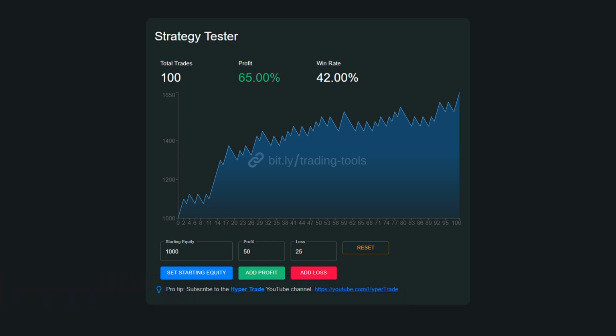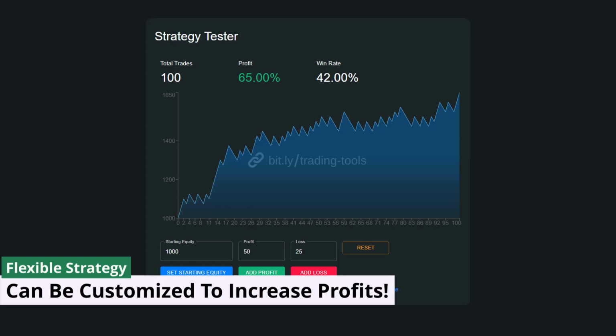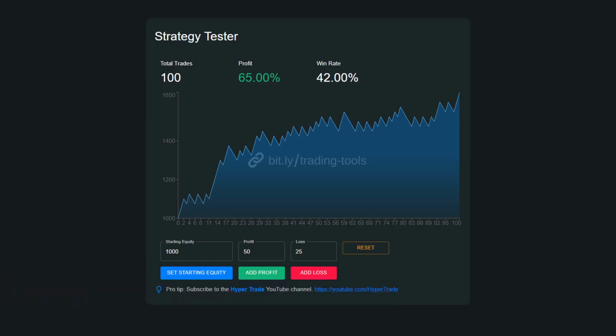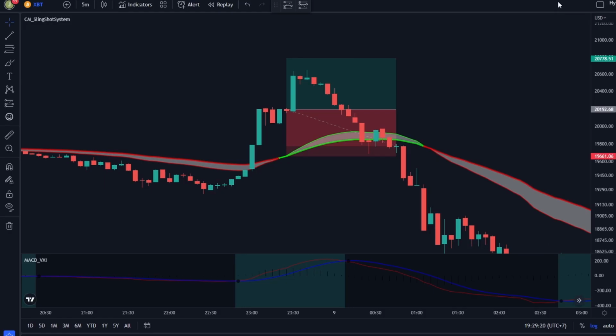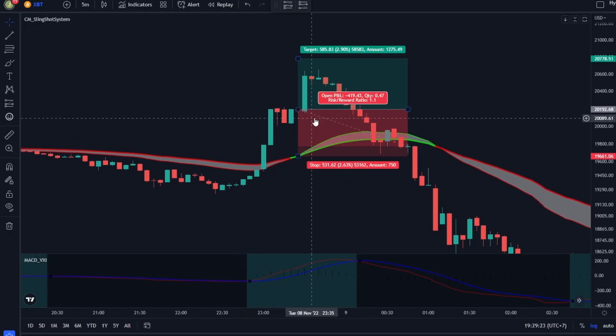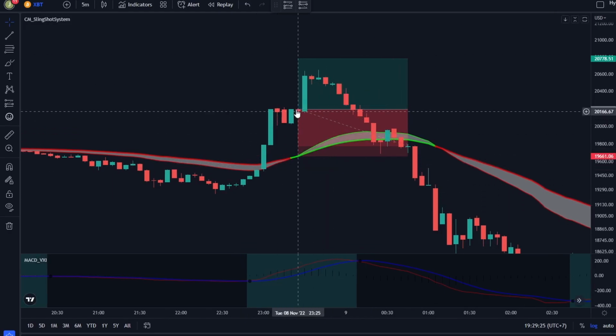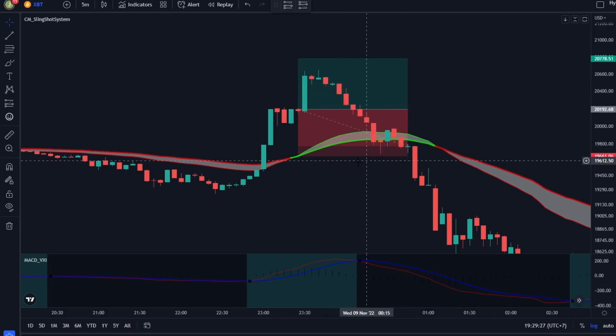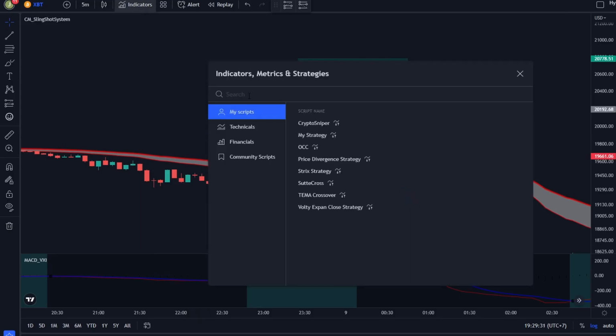But this is not the end. This strategy can be further customized to increase the profitability. Let me show you how to improve this strategy. Here is an example of bad signals from this trade. As you can see, the price is in a sideways market, which is a bad time for trading. Because of that, we will add another filter indicator to prevent us from entering this kind of trade.